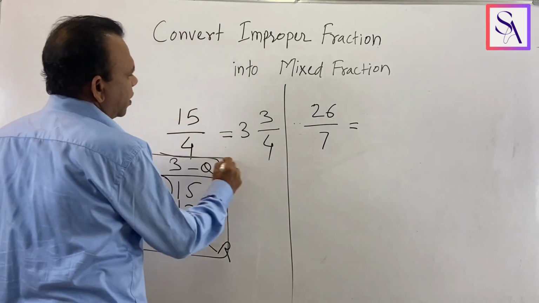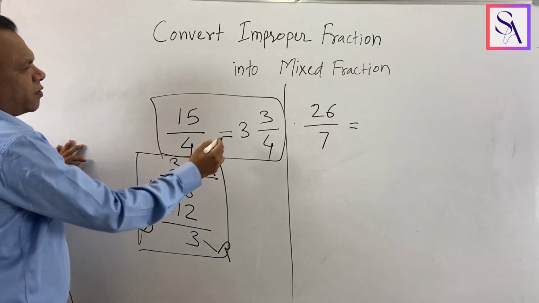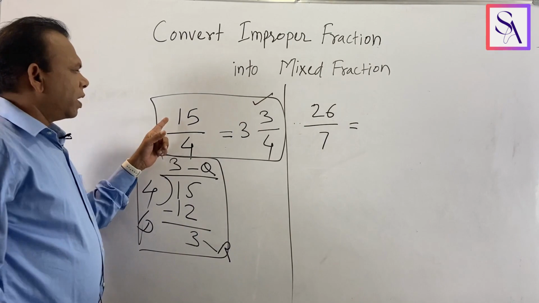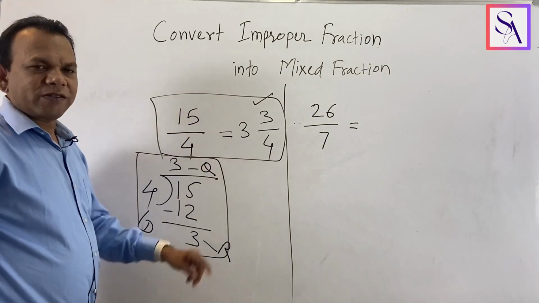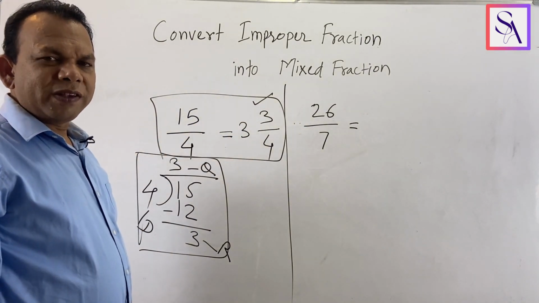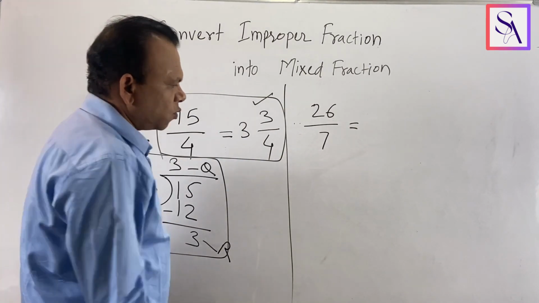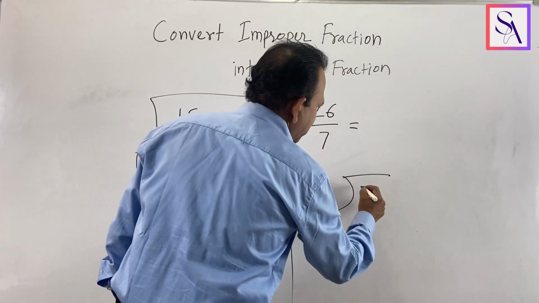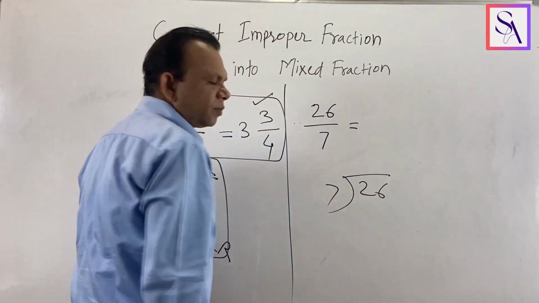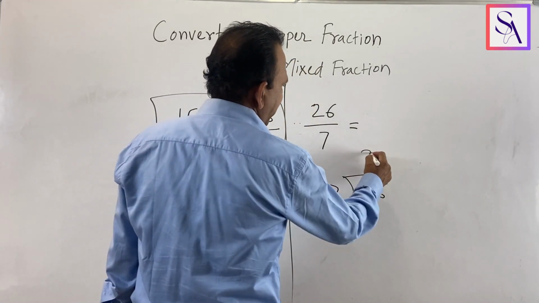So this is our mixed fraction. So I have converted an improper fraction into a mixed fraction. See how easy it is. Now 26/7. So we know how to do division. 26 divided by 7. 7 3s are 21.